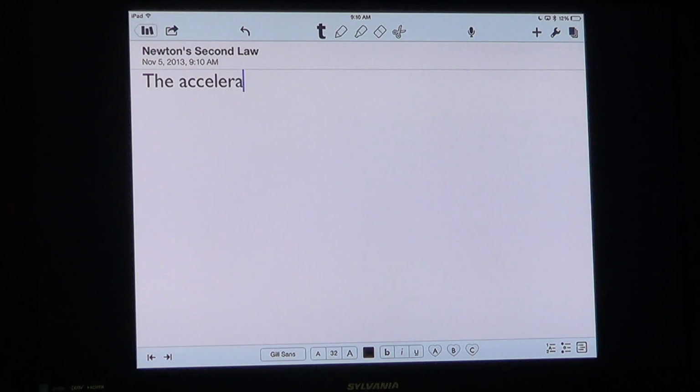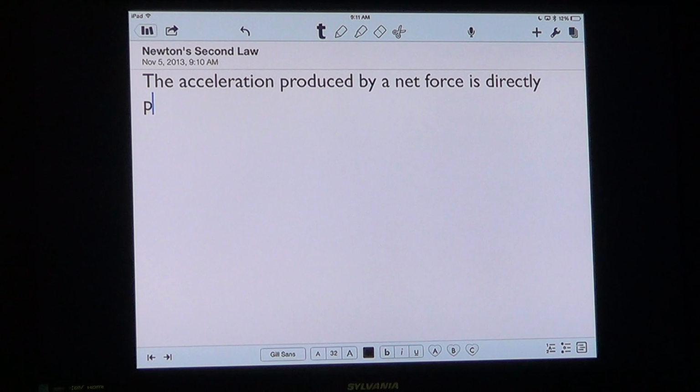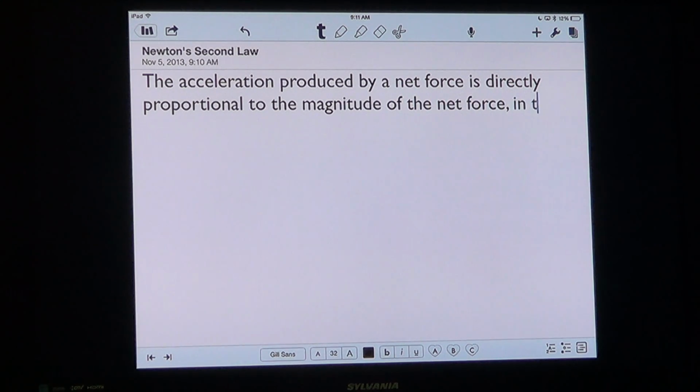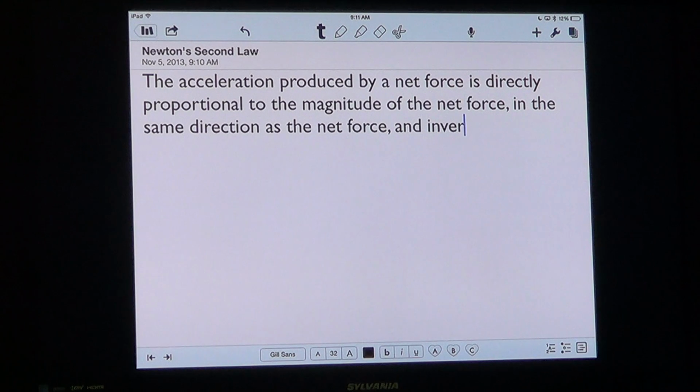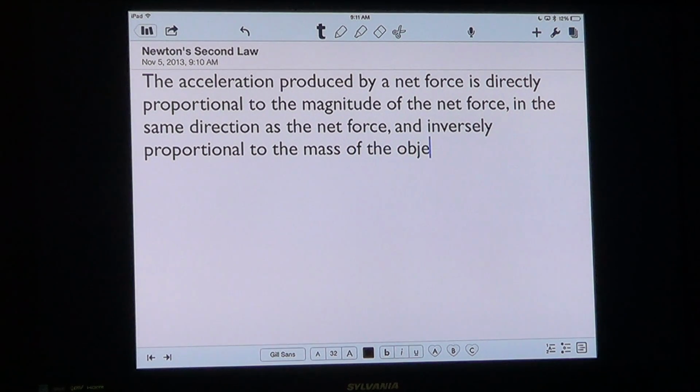The acceleration produced by net force is directly proportional to the magnitude of the net force in the same direction as the net force and inversely proportional to the mass of the object.